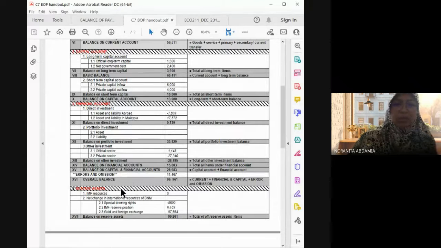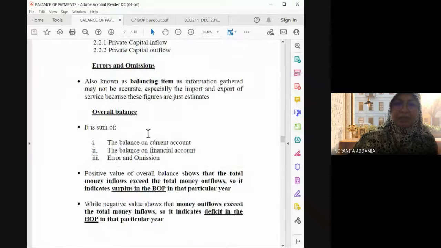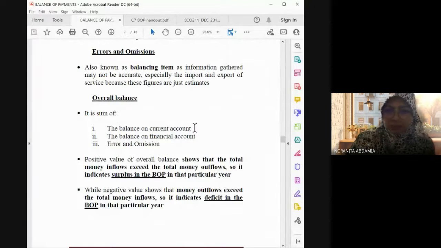See how important of this calculation. Okay. Here, overall balance is actually the sums of the balance for the current account, financials, and error and omission. Okay, positive mean what? Surplus for the balance of payment for that year. And if the negative value, that's mean deficit for the balance of payment in that particular year. Deficit bermaksud money flowing out greater than the money flowing in. But if the surplus, that's mean money flowing in greater than the money flowing out.